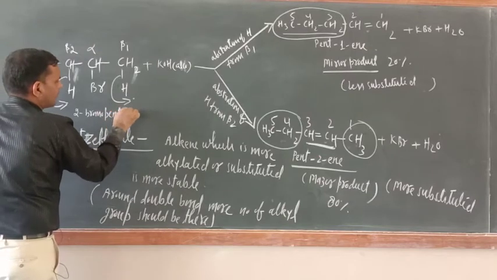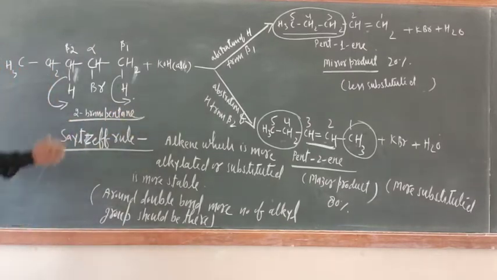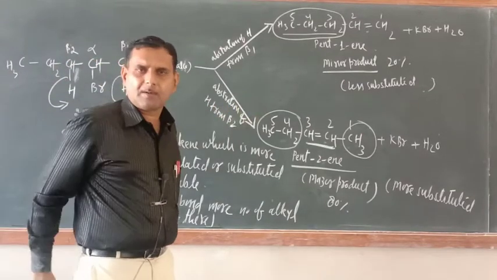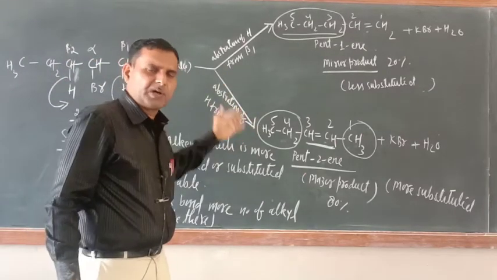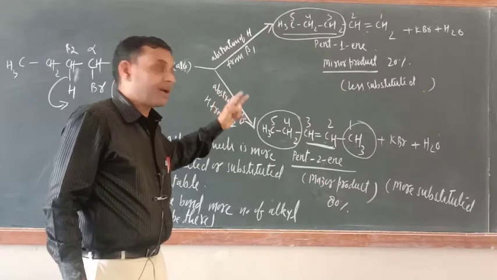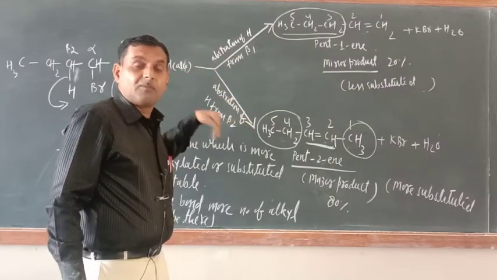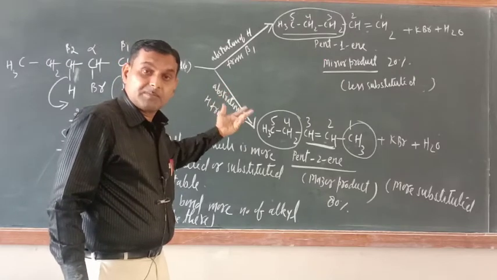2-bromo-pentane. This is a 2 degree alkyl halide. In case of 1 degree alkyl halide, there is no problem. Alkene will be the product. Here also alkene is the only product. But here you will get 2 different types of alkene, and one will be the major product, the other will be the minor product.